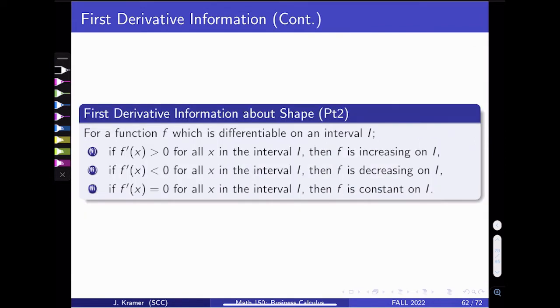For a function f, which is differentiable on the interval I, if the first derivative is positive for all x, then f is increasing. If the first derivative is negative in the interval, then f is decreasing. And if the derivative equals 0, then f is constant on that interval. So you can determine from the function f if it's increasing or decreasing and decide what the derivative will look like. And if you know the derivative function, then you can infer what the original graph would look like.